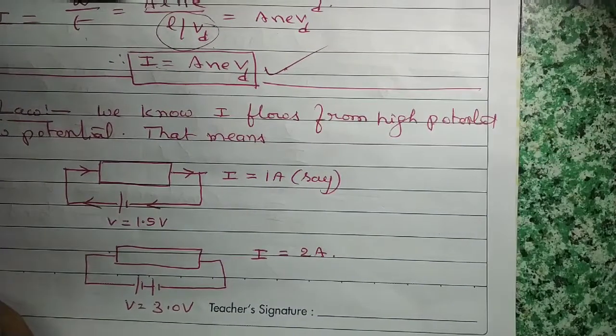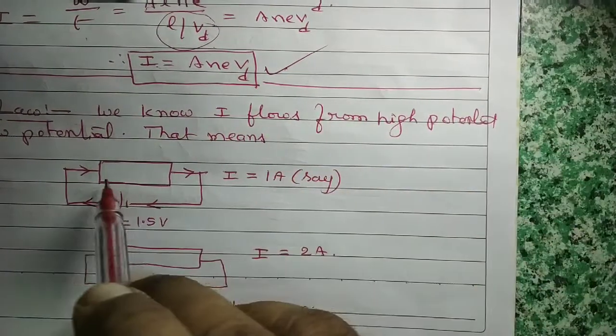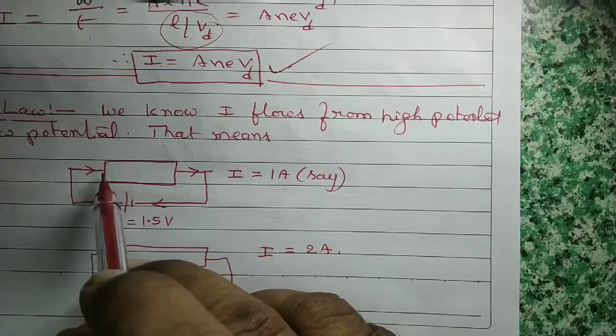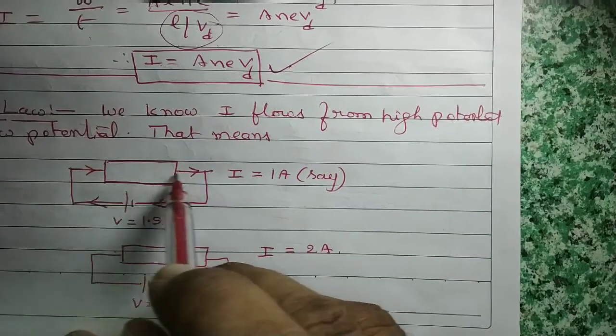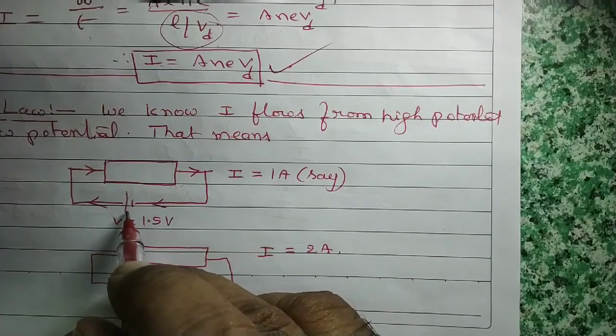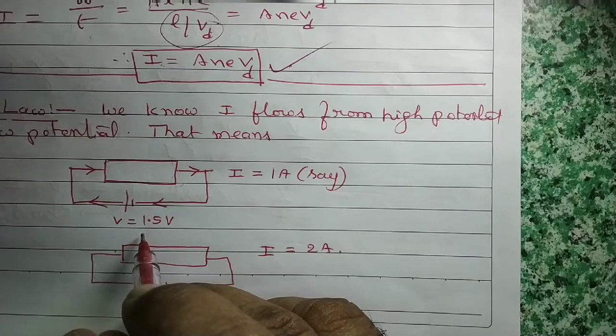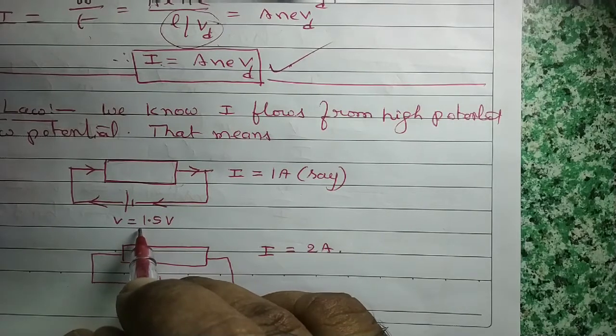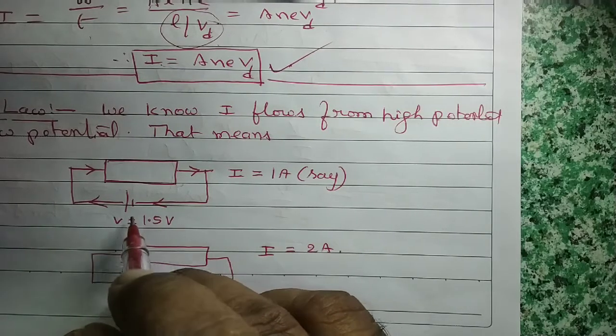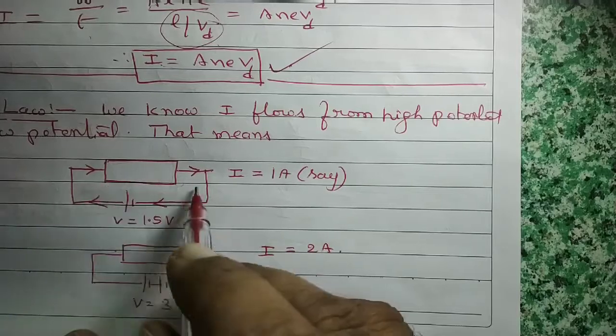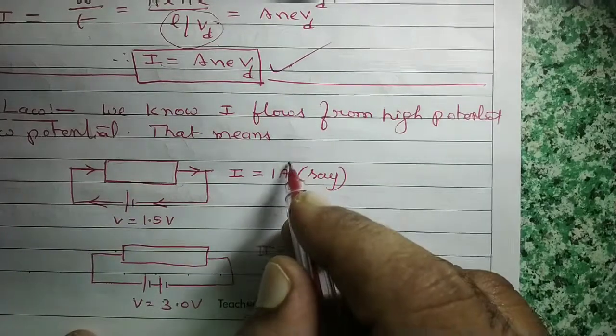Ohm has given one law regarding any conductor. See, this is a conductor which conducts current, and here a battery cell we have connected whose voltage is 1.5 volt. When we connect one 1.5 volt cell, how much current is passing through this? 1 ampere, I am imagining.